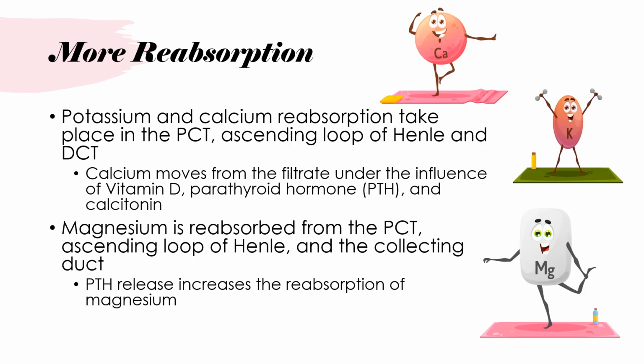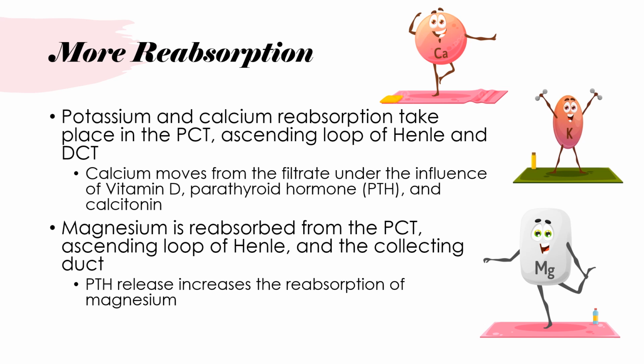Let's dissect more. Okay, so you've got these fun guys like potassium and calcium. That reabsorption is going to take place in the proximal convoluted tubule. Like we said, 80% of those are going to be there. Now, we're also going to see it in the ascending loop of Henle and the distal convoluted tubule. So calcium is going to move from the filtrate under the influence of vitamin D and, remembering our endocrine system, parathyroid hormone and calcitonin.